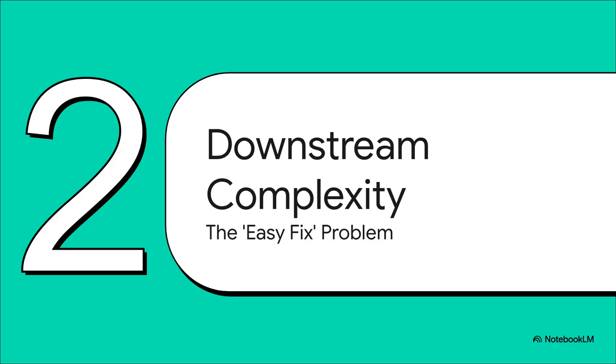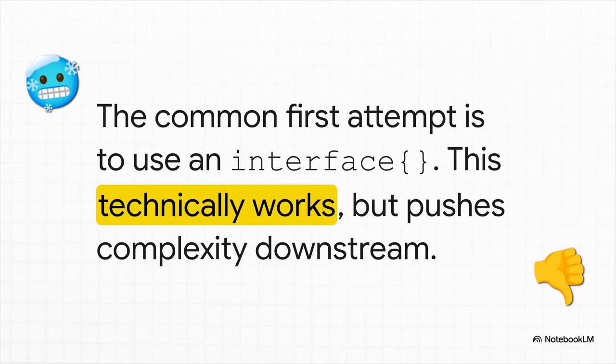So what's the first thing we all think of? Let's go down that path and see why the most obvious fix can actually create an even bigger mess down the line. The thinking usually goes something like this. If a field could be anything, why not just tell Go it could be, well, anything? And that leads us to the classic first attempt, declaring the field as an empty interface, or any if you're using modern Go. And you know what? This works. Kinda.